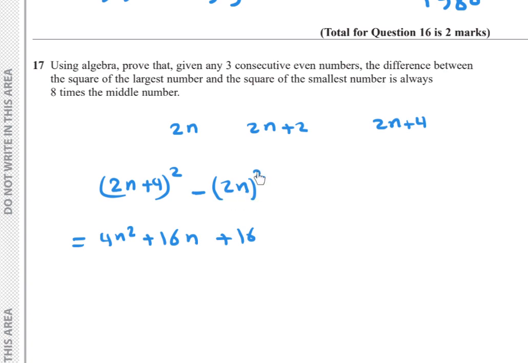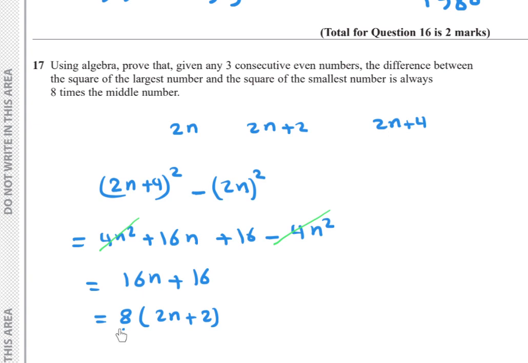And negative 2n all squared is 4n squared. Now 4n squared cancels with 4n squared. So you are left with 16n plus 16. Now if we take a common factor, 8 times 2n plus 2. So this means 8 times the middle, because the middle is 2n plus 2.